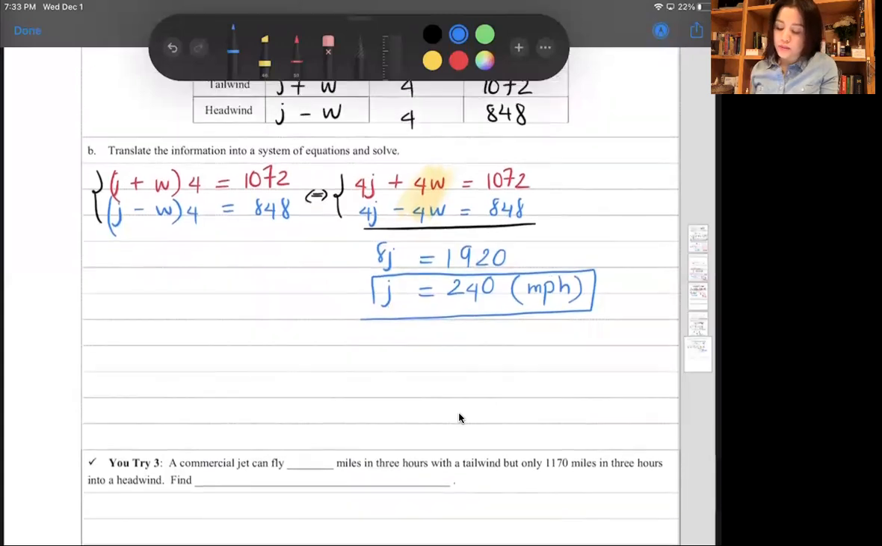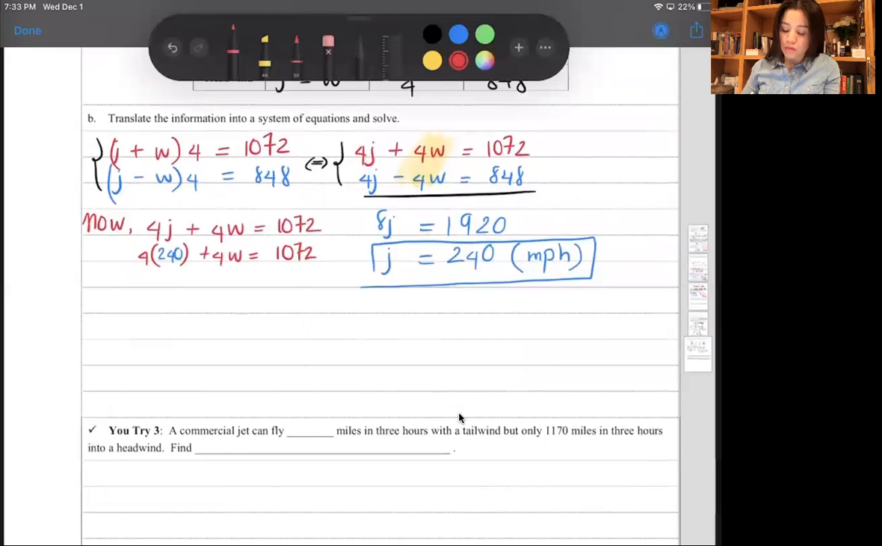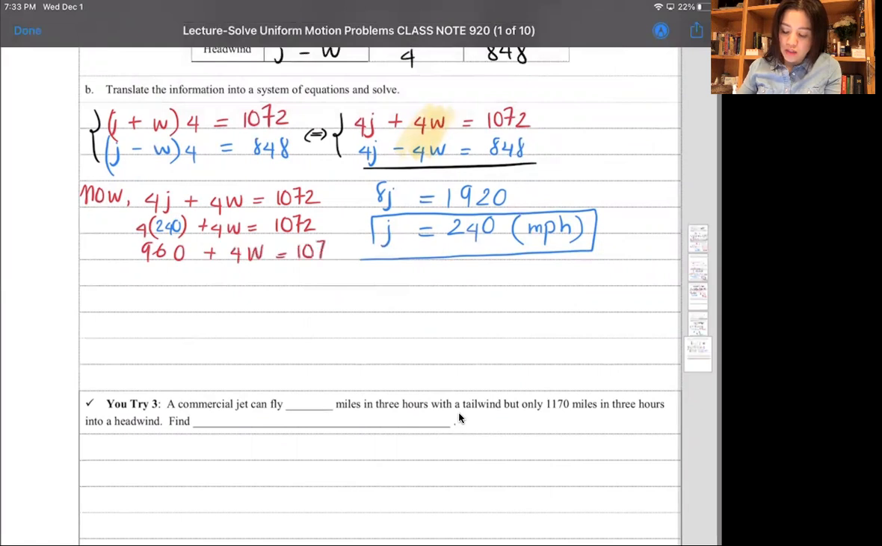Now, I'm going to find the speed of the wind, which is W. So now I have 4J plus 4W, I'm using the red equation, equals 1072. You can use the blue equation if you want, you get the same result. 4 times J, which is 4 times 240, plus 4W equals 1072. 4 times 240 is 960, plus 4W equals 1072.